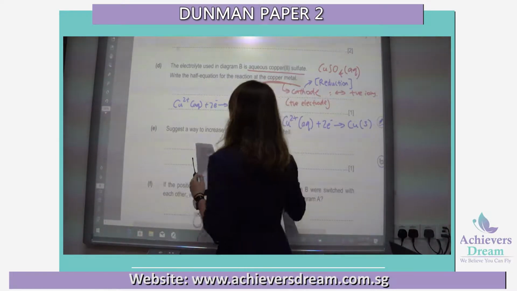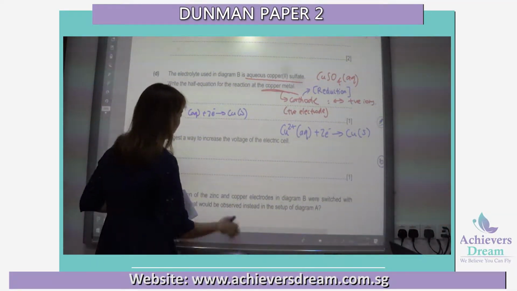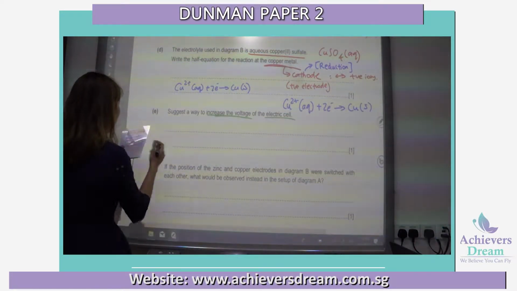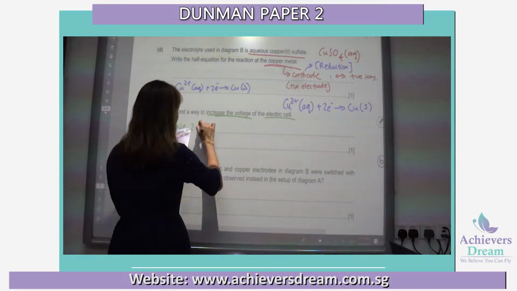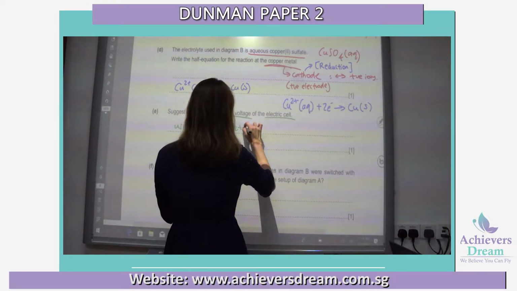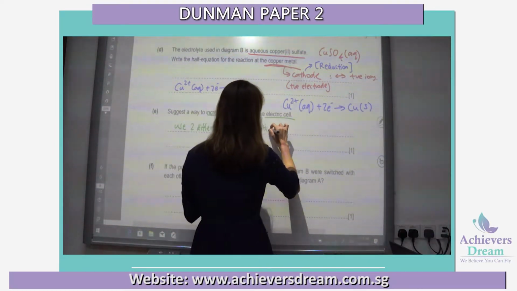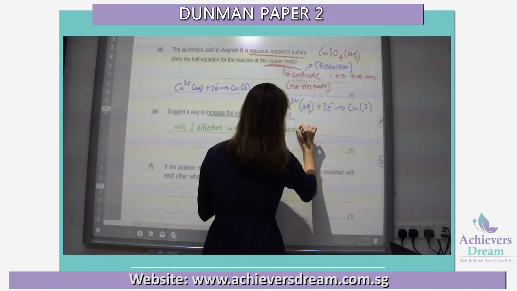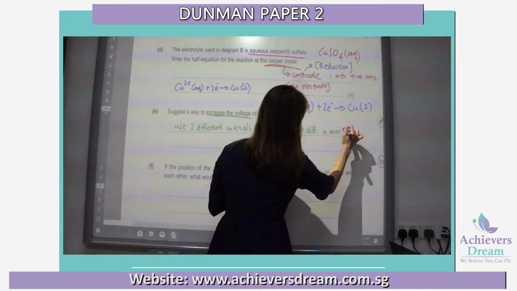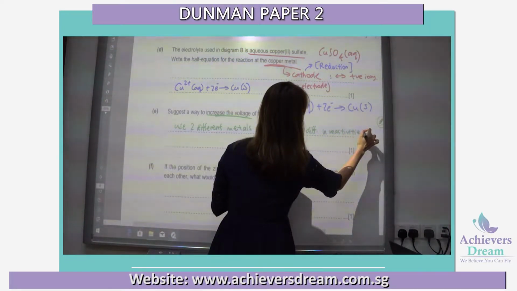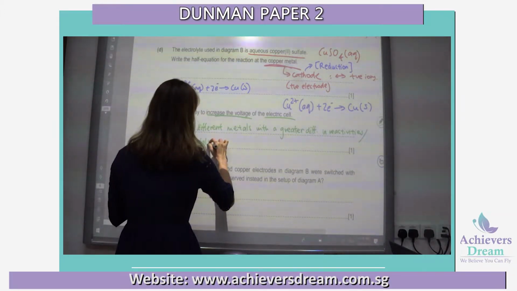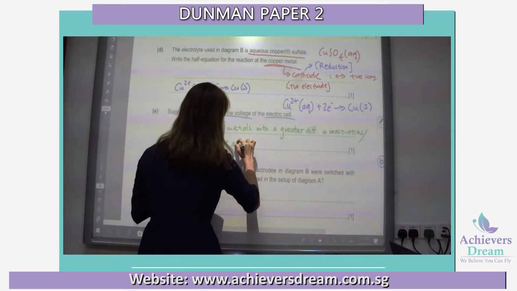Okay, then for part E, suggest a way to increase the voltage of the electric cell. Okay, how do we increase? We can use two different metals with a greater difference in reactivity. Or you can also say we can use metals that are further apart in the reactivity series.